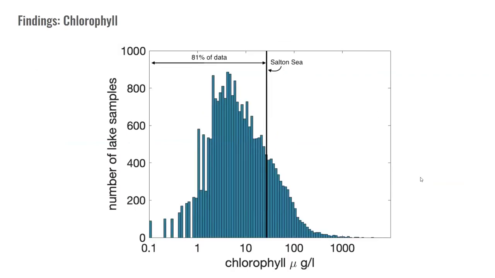Thank you. So in this graph, we compare the average of our observations of chlorophyll in the Salton Sea to over 11,000 observations of chlorophyll from lakes around the world. Chlorophyll is a proxy for algae. The average chlorophyll concentration in the Salton Sea is higher than the vast majority of other observed lakes. This is consistent with the exceptionally high nutrient concentrations which lead to the growth of algae.